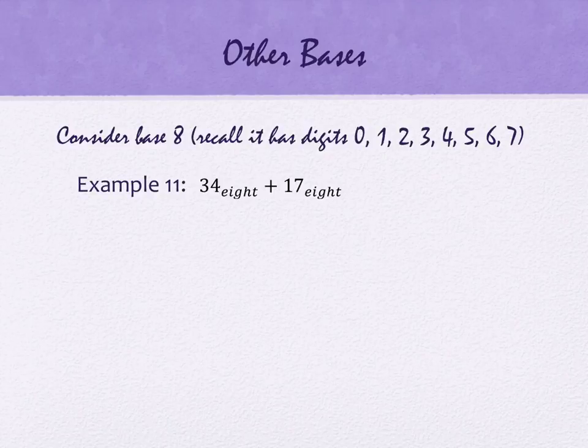So we are going to do this with the standard algorithm first. We've got 3, 4, and 1, 7. And the catch is this: if we add with the standard algorithm, what is it that we add first? The ones place, right? The 4 and the 7. Now, 4 plus 7 in base 10 is 11, right? But we don't get to do that in base 8.